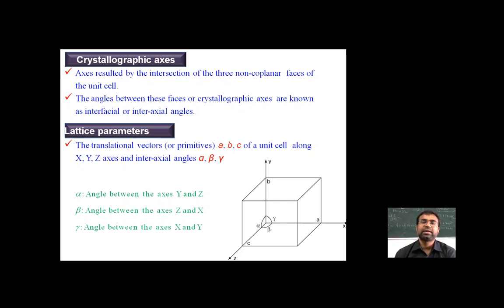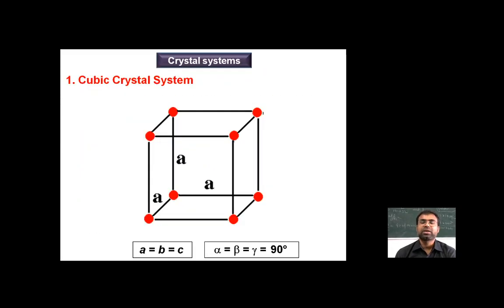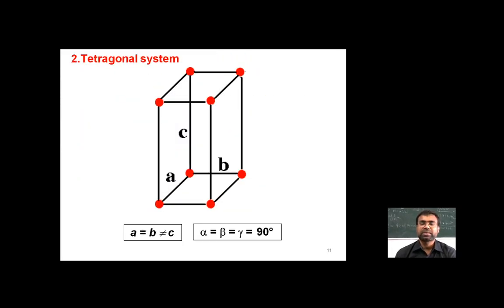The axes result from the intersection of the three non-coplanar faces of the unit cell, and the angles between these faces or crystallographic axes are known as the interfacial or interaxial angles, and the lattice parameters are the translation vectors a, b, c of a unit cell along the x, y, z axes, and interaxial angles alpha, beta, gamma. So alpha is the angle between the axes y and z, beta is the angle between z and x, and gamma is the angle between x and y. So this is the cubic system that we discussed earlier also.